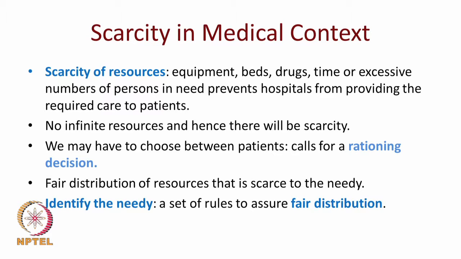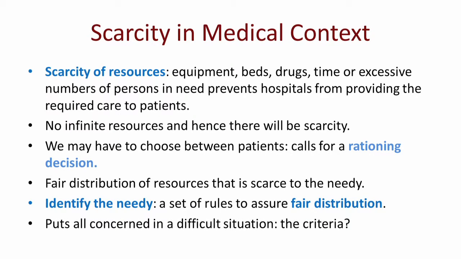A set of rules that assure this fair distribution. You can come up with certain rules, you can stipulate that these are the rules which we are following to decide who needs it more. But again, there are issues. On what basis are these rules formulated? It puts all concerned in a difficult situation about the criteria. All would be wondering which criteria can be treated as the most rational one.